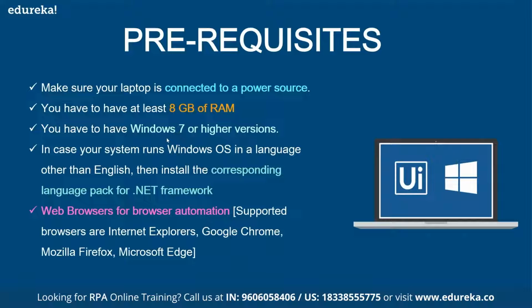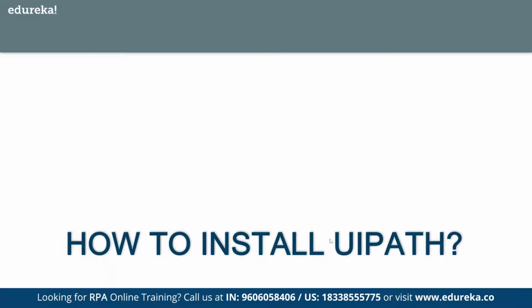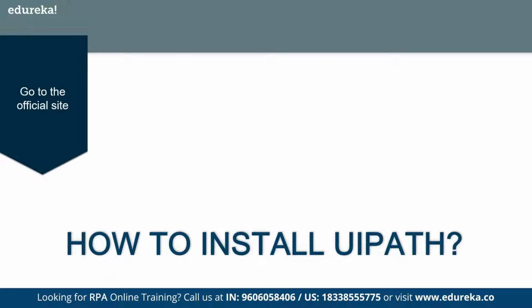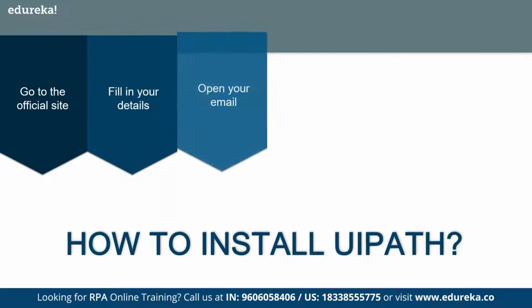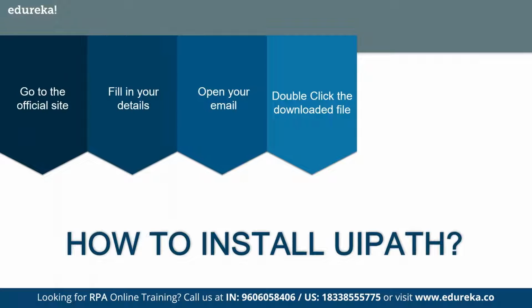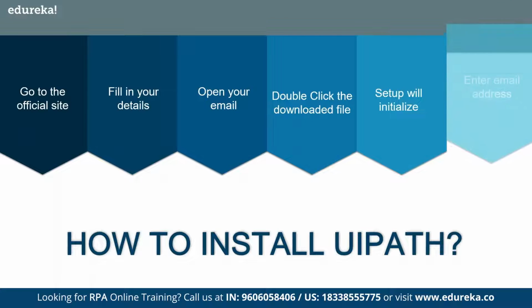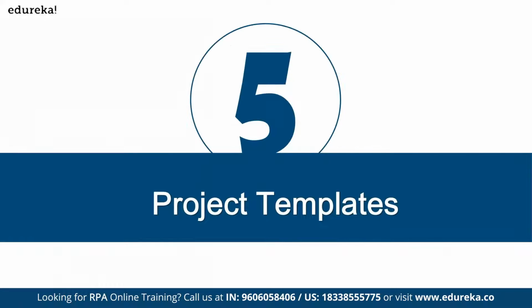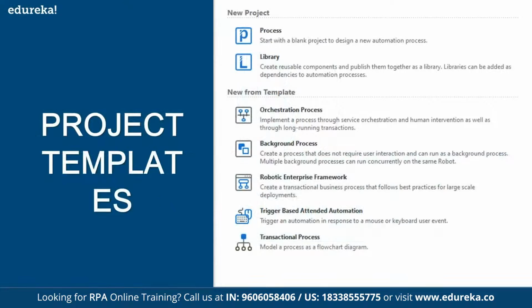And you should have Windows 7 or a higher version to run UiPath, right? And these are the browsers that are supported by UiPath, that is Internet Explorer, Google Chrome, Mozilla Firefox, Microsoft Edge. Right, so we have looked into how to install UiPath. That is, go to the official site, fill in your details, open your email, download the link. Okay, double click on the downloaded file, setup will initialize, enter email address. That's it. Okay, and these are the different project templates that we have just seen in that particular user interface. We have process, library, all those things.